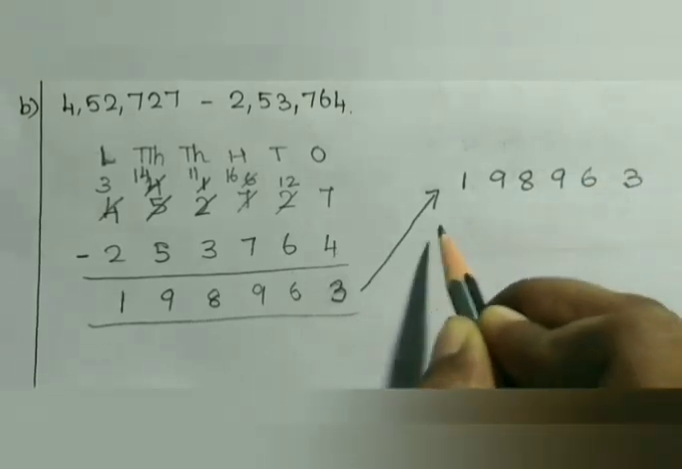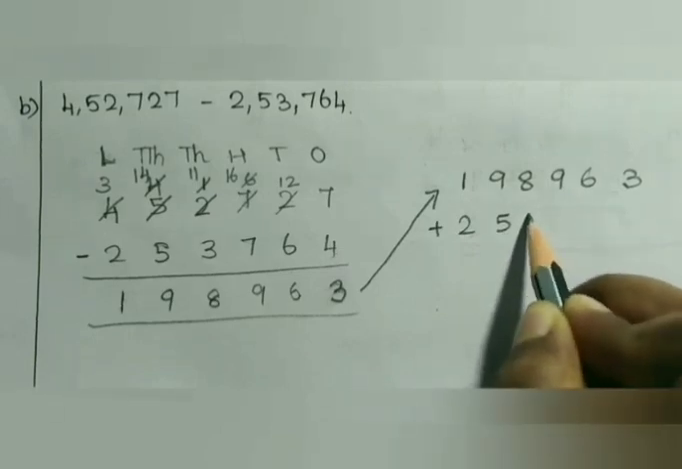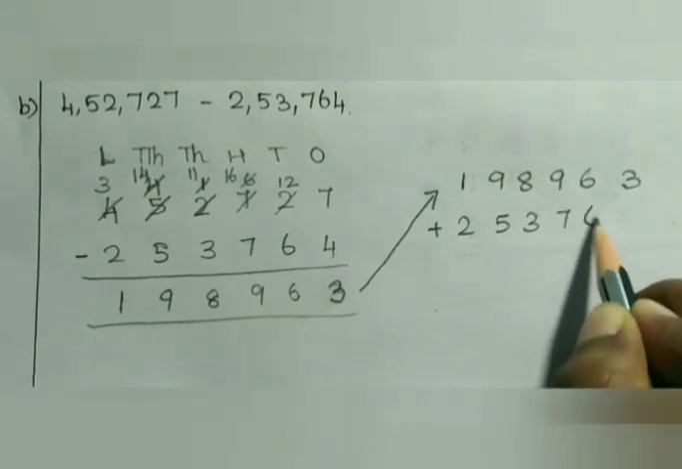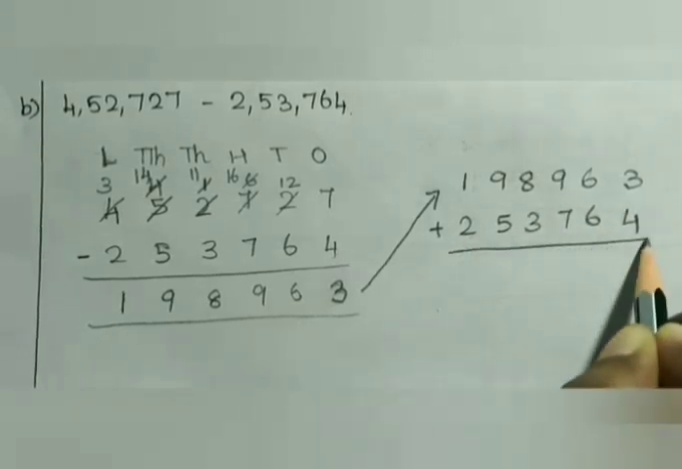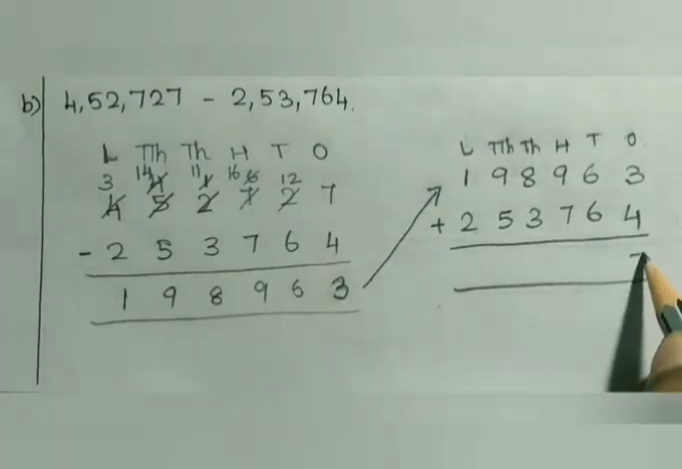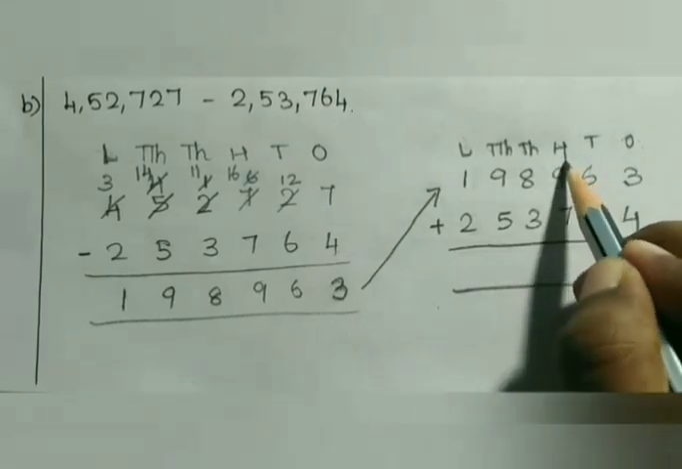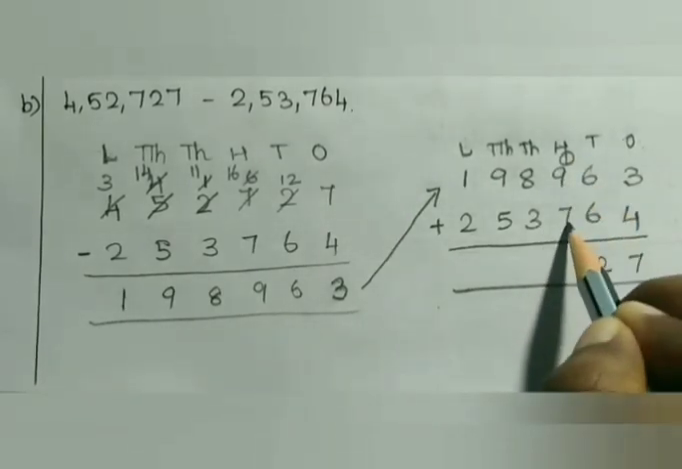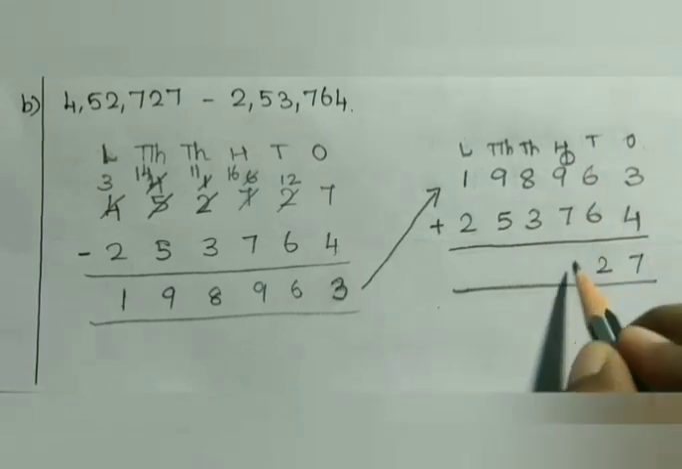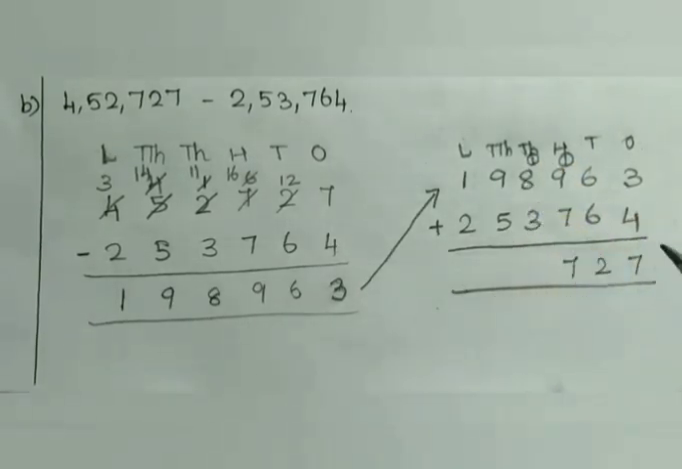1,98,963 plus 2,53,764. Let's add now. 3 plus 4, 7. 6 plus 6, 12. 1 to the carryover. 9 plus 7, 16. 16 plus 1, 17. 1 to the carryover. 8 plus 3, 11.